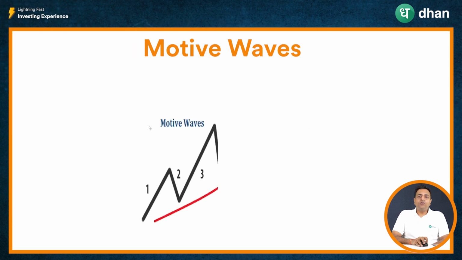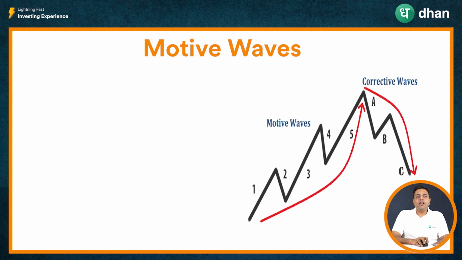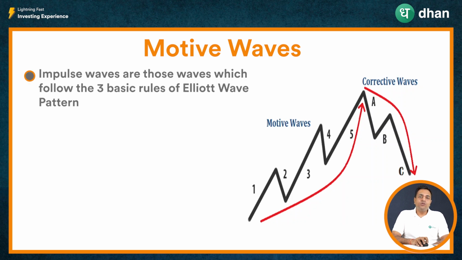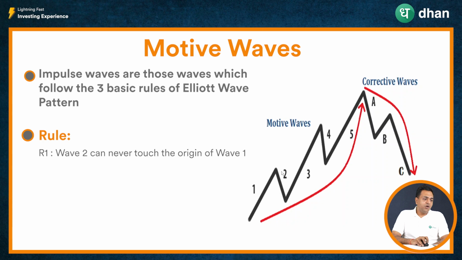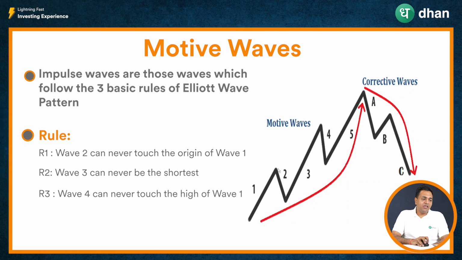There are broadly 2 types of motive waves which are known as your impulse waves and your diagonal waves. Impulse waves are those waves which follow all the 3 basic rules of the Elliott wave pattern, which are: rule number 1, wave 2 can never retrace the entire length of wave 1. Rule number 2, wave 3 can never be the shortest. And rule number 3, wave number 4 can never invade the territory of wave number 1.